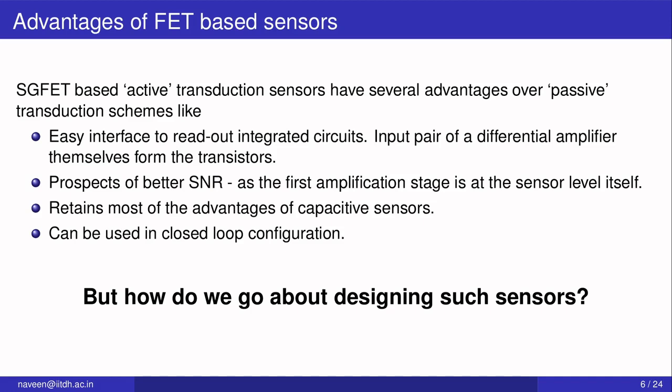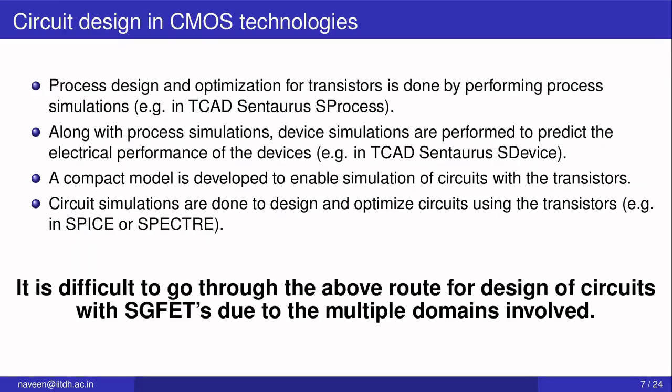So Professor Sina has just talked at length about how these sensors are better than conventional sensors. What we are interested in is how do we go about designing systems and circuits with these sensors? So let's just take a brief detour and see how circuit design is done in conventional CMOS technologies. If you look at any conventional CMOS, the way the process goes from concept of a given technology to a circuit design in that technology.